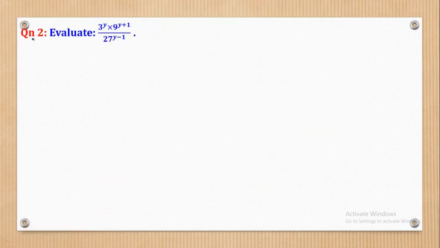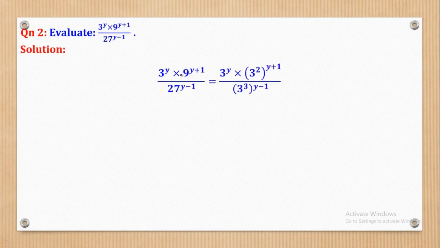And now we shall go to question 2. It says evaluate this. So evaluate this is what is given. The first thing we need to know is that 9 is the same as 3 to the power 2 and 27 is the same as 3 to the power 3.